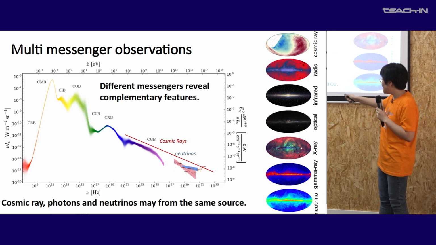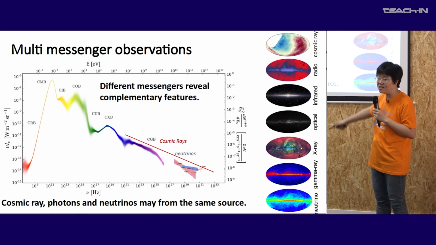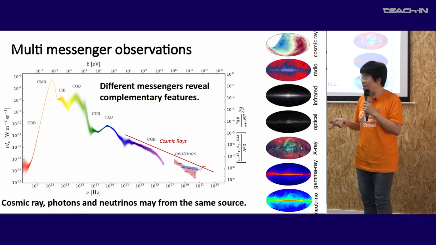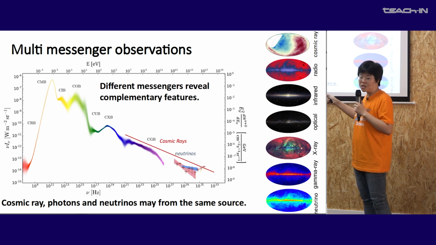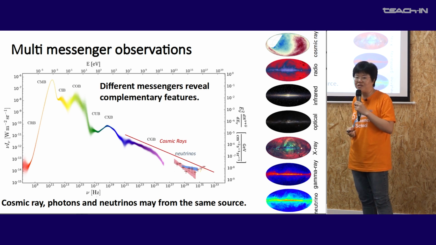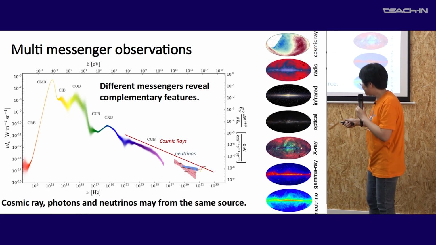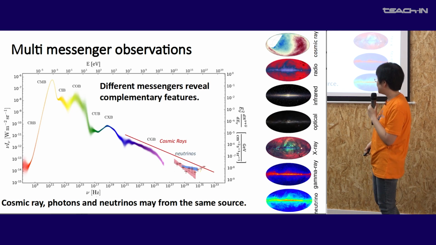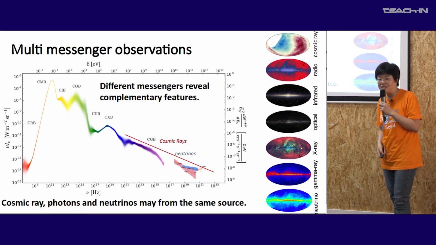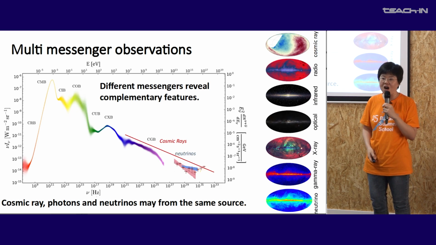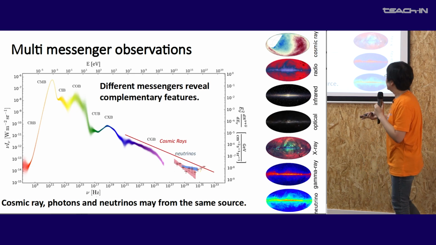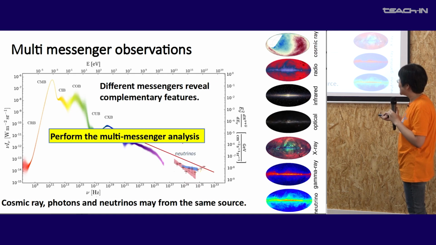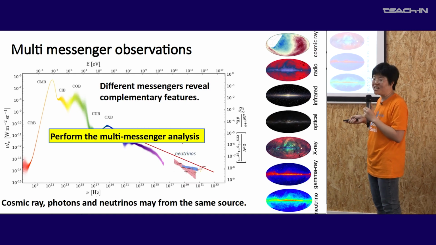And if you see the cosmic rays, why is it a little bit higher than that? Because cosmic rays may come from our galaxy. And this is the overall cosmic ray observation. So there is a little gap, it's reasonable. And so here we can know, okay, cosmic rays, photons, neutrinos may be from the same source. If they are from the same source, how could we solve this problem? Okay, then we perform our multi-messenger analysis.